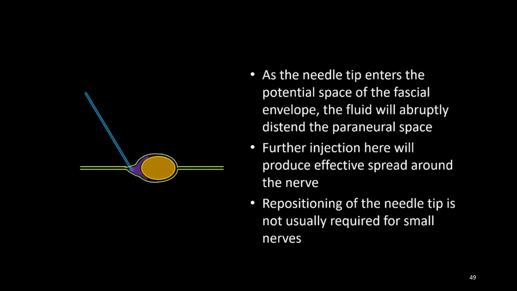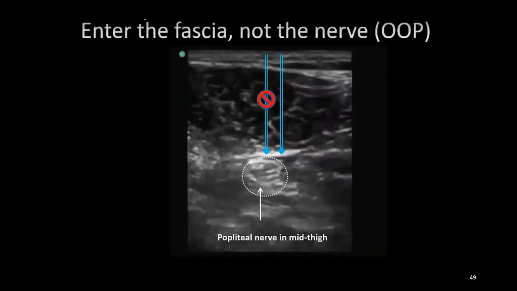In case we are doing the same technique in small nerves, we do not have to reposition the needle tip, as the spread of the drug occurs normally in small nerves. Coming to this sonoanatomy picture, it shows the popliteal nerve in the mid-thigh region. Here we should not enter the needle directly over the top of the nerve. We should bring the needle a little bit lateral to the nerve, and then enter the fascia, and after the fascia, we should deposit our drug instead of directly piercing the nerve.